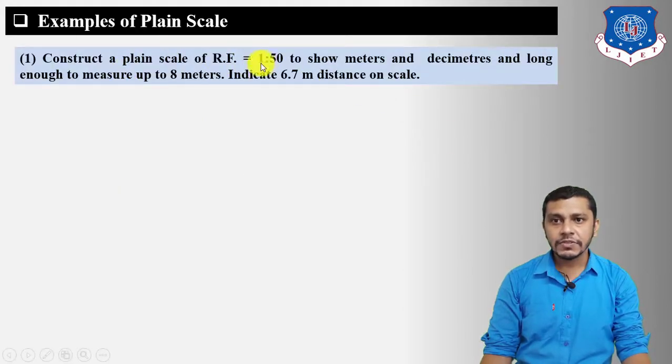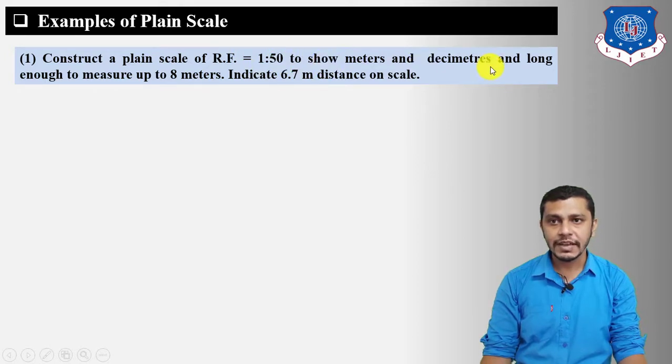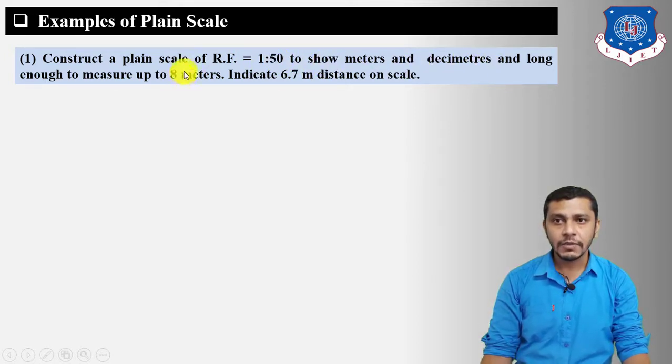Construct a plane scale of RF equal to 1:50 to show meters and decimeters and long enough to measure up to 8 meters. Indicate 6.7 meter distance on the scale. Here the RF of the scale is 1:50 and we have to show the scale in meters and decimeters. So first, what is the relation between meters and decimeter? We can say that 1 meter is equal to 10 decimeter. The scale should be long enough to measure up to 8 meters. That means our maximum measurement on the scale should be 8 meters, and after drawing the scale for 8 meters we have to indicate 6.7 meter distance on the scale. 6.7 meter means 6 meter and 7 decimeter.